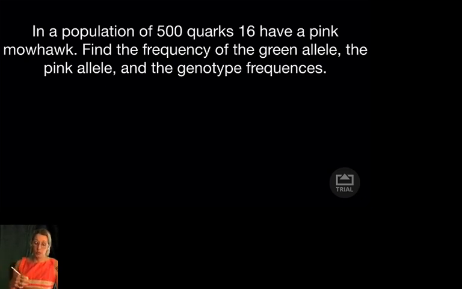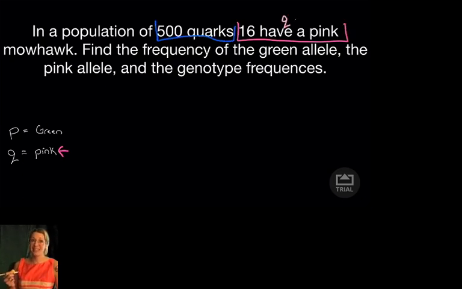From our problem, we're given a critical piece of information, and in pretty much any Hardy-Weinberg problem, you're going to be given this piece of information. We're told how many pink individuals we have. We're told about our recessive phenotype. You'll almost always be given that information because you have to have it to work the problem. So we know that we have 16 quarks with a pink mohawk.